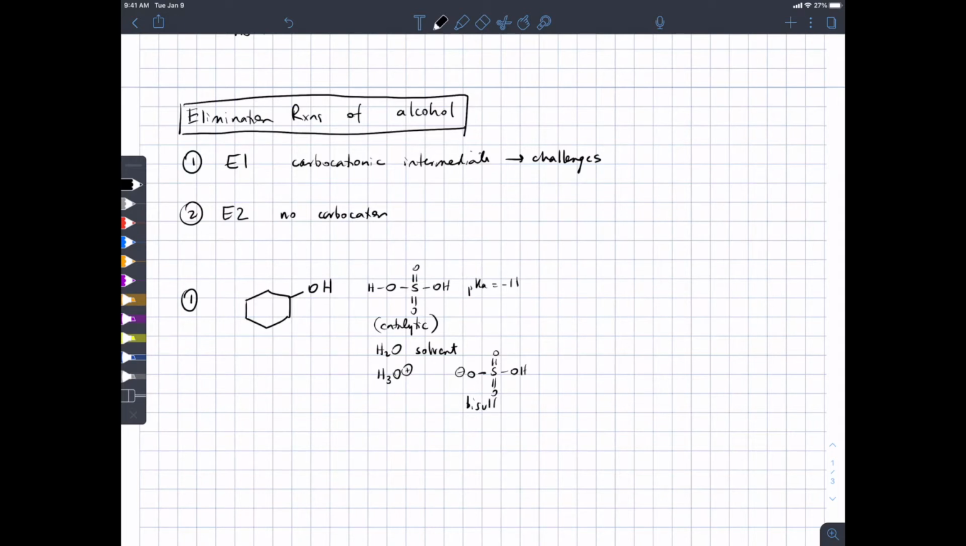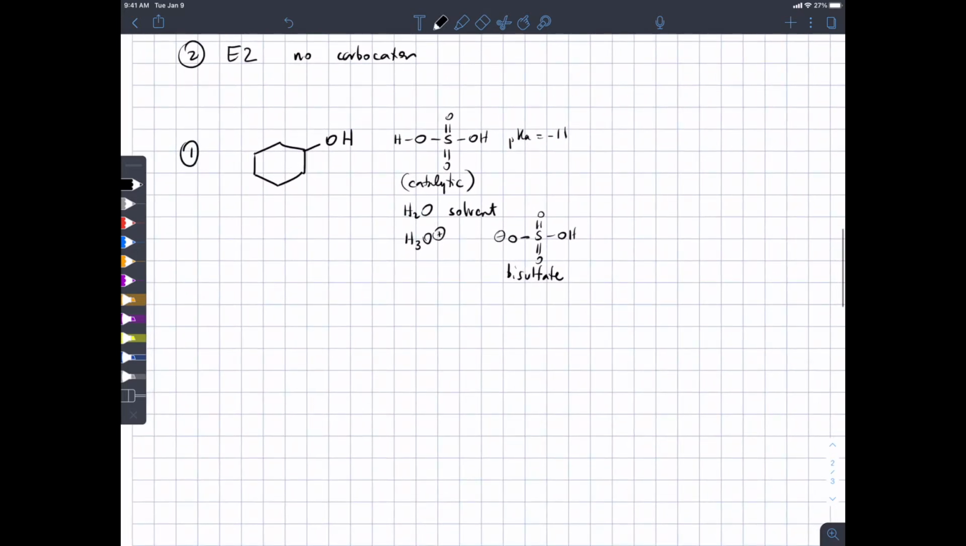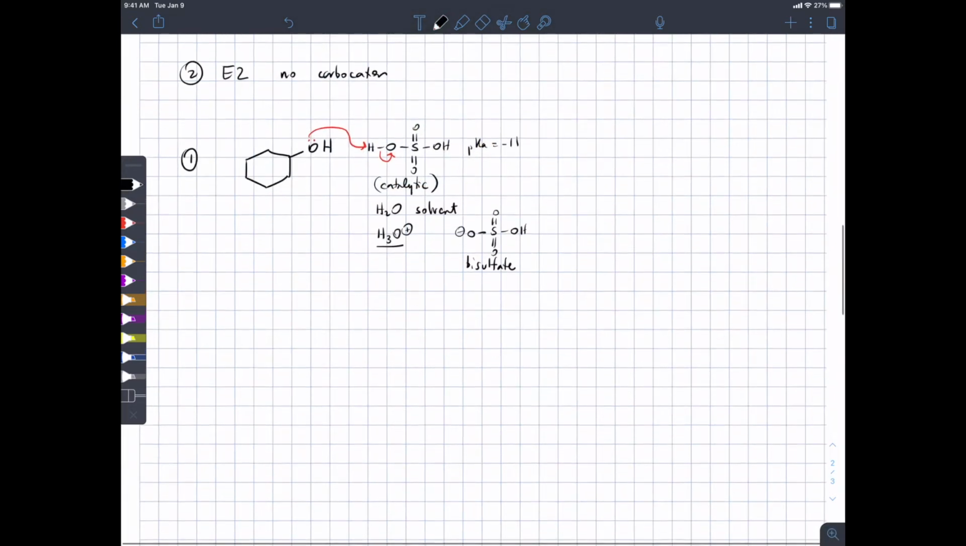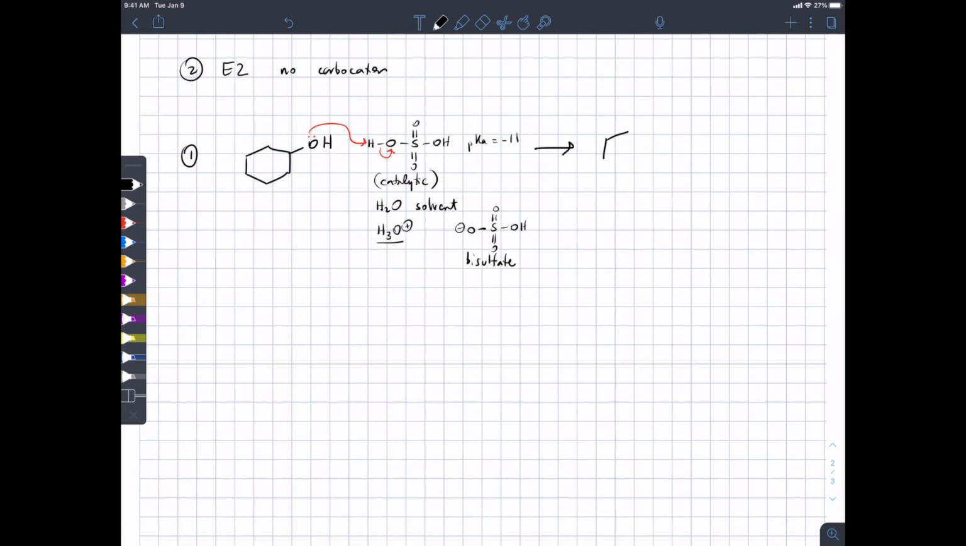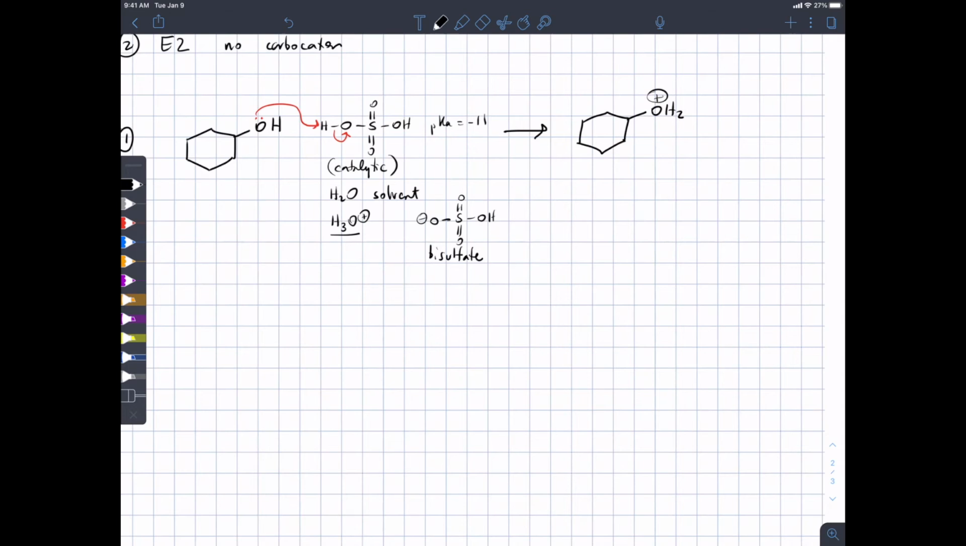That's not a critical issue, and so I've chosen to stick with the mechanism that your text shows, where I think sulfuric acid does the work. But you can also do this with other acids that include hydronium. So the first step is simple acid-base chemistry, where we protonate the alcohol, thereby turning it into a good leaving group. It can leave as neutral water. The next step is leaving group leaves to give us a carbocation.